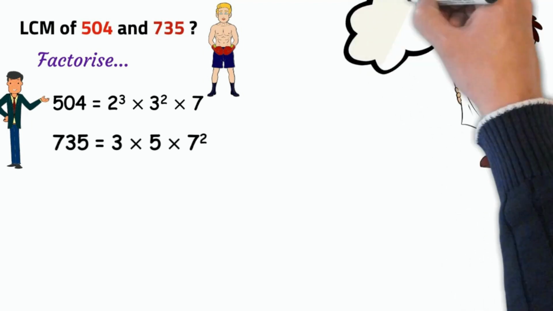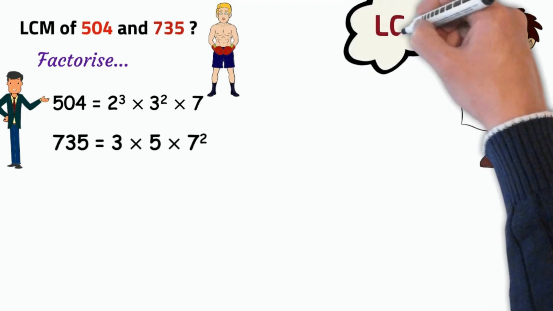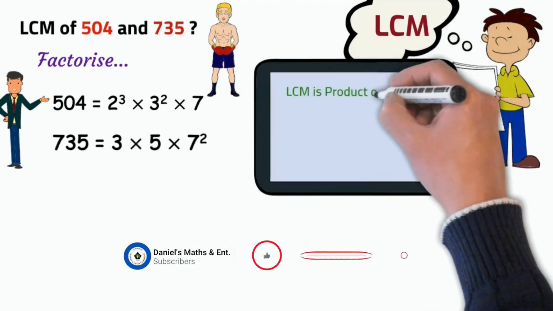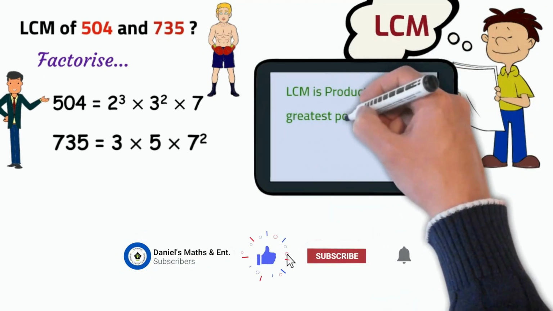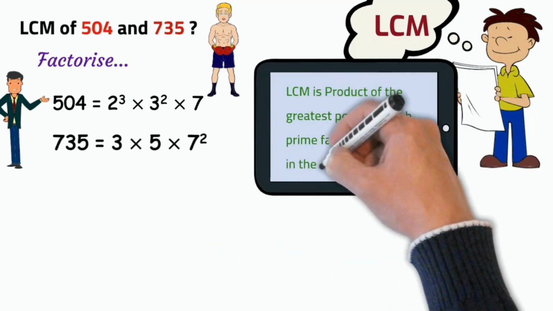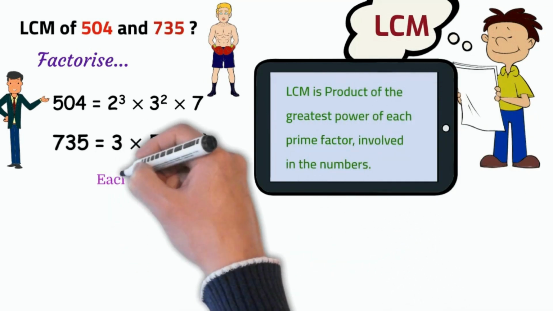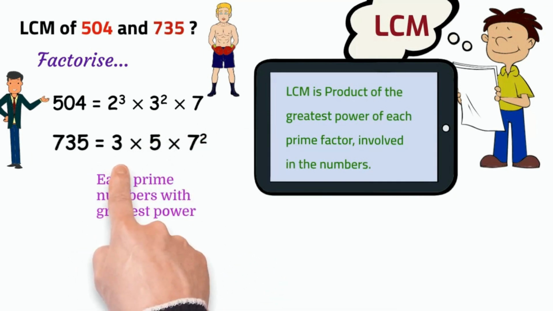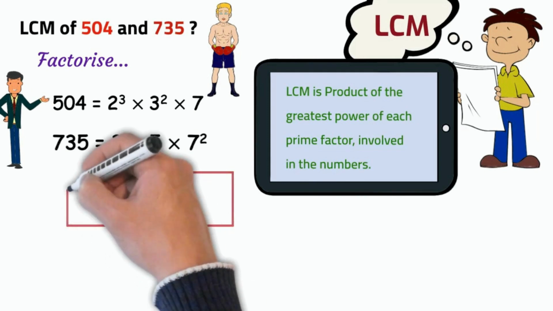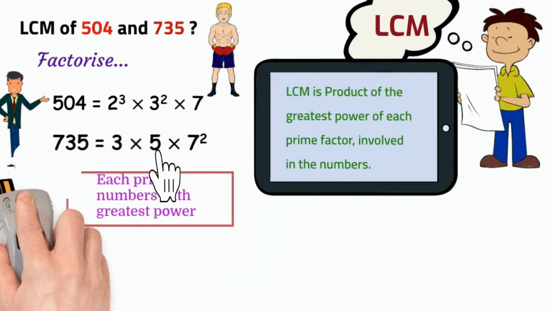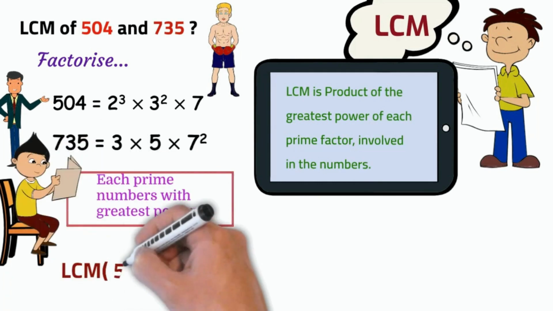LCM is the product of the greatest power of each prime factor involved in the numbers. I repeat, LCM is the product of the greatest power of each prime factor involved in the numbers. So, choose each prime number with greatest power. In the prime factors, 2 cube, 3 square, 5 and 7 square are the prime factors with greatest power.